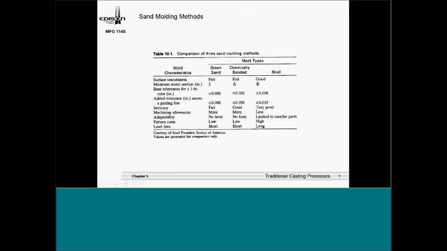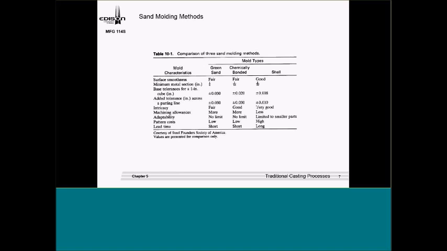I talk about a comparison of sand molding methods, whether it's green sand, chemically bonded, or shell. When we take our field trip, they actually see all three of these processes, and the company will talk about the advantages and the disadvantages.